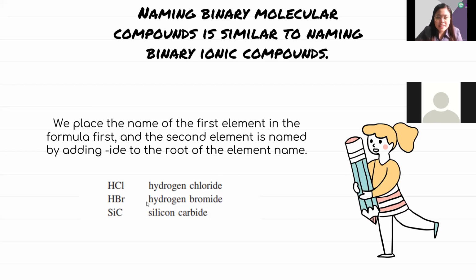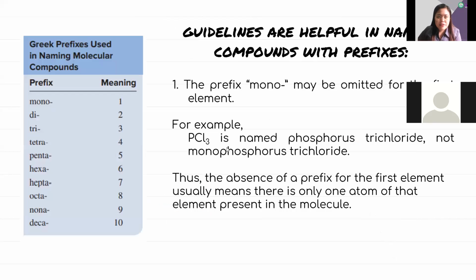And then we have HBr, hydrogen bromide. So name of the first element and then change the ending of the second element into IDE. And then SiC here, the silicon carbide. So pwede gihapon the same how do we name the ionic compounds? The same gihapon for the molecular compounds. But we have additional guidelines here. That's the time we use the prefixes.